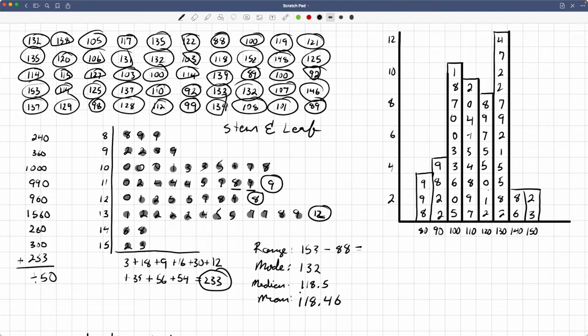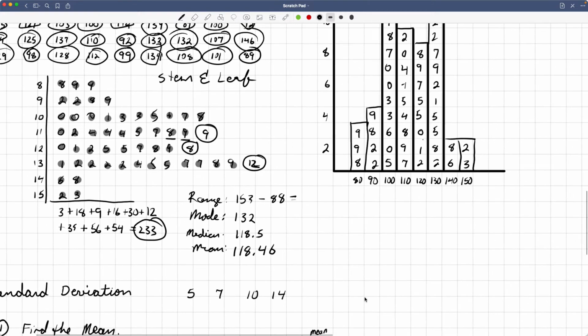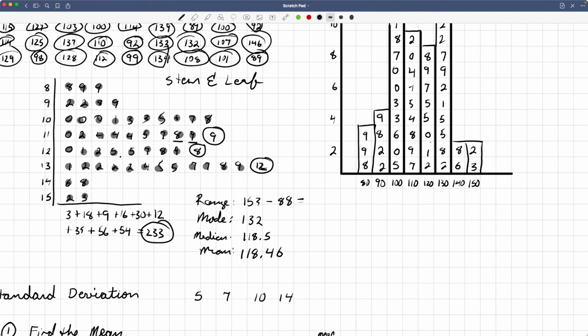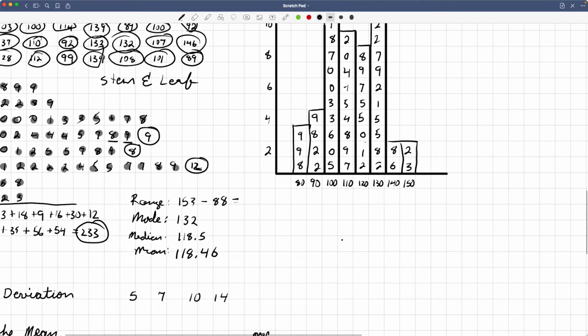Very, very close. But you can see it's a lot easier to calculate all those numbers doing it like that than it is by doing it the other way. The stem and leaf plot makes it a whole lot faster. And if you count it like I did the second time, in multiples of the same number, it makes it a lot easier to calculate as well. And so we found our range, mode, median, and mean fairly quickly.